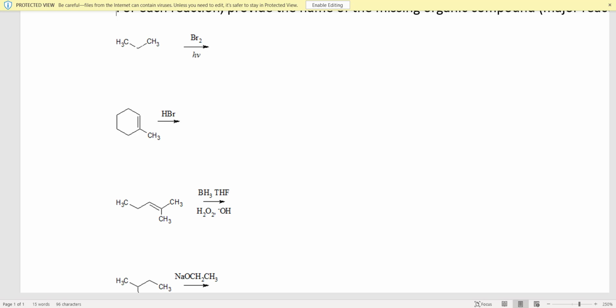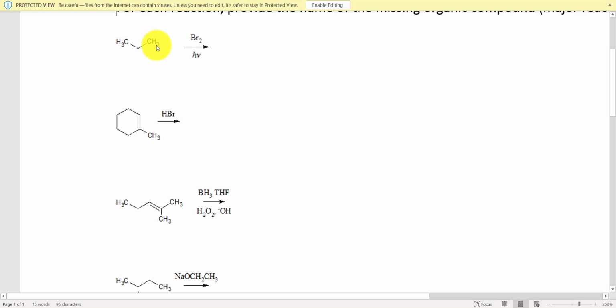Okay, we're going to do a couple more examples of the synthesis and reactions from the homework sheets that I gave out that are online. So we're going to try this one up here and take a look at how to do that.